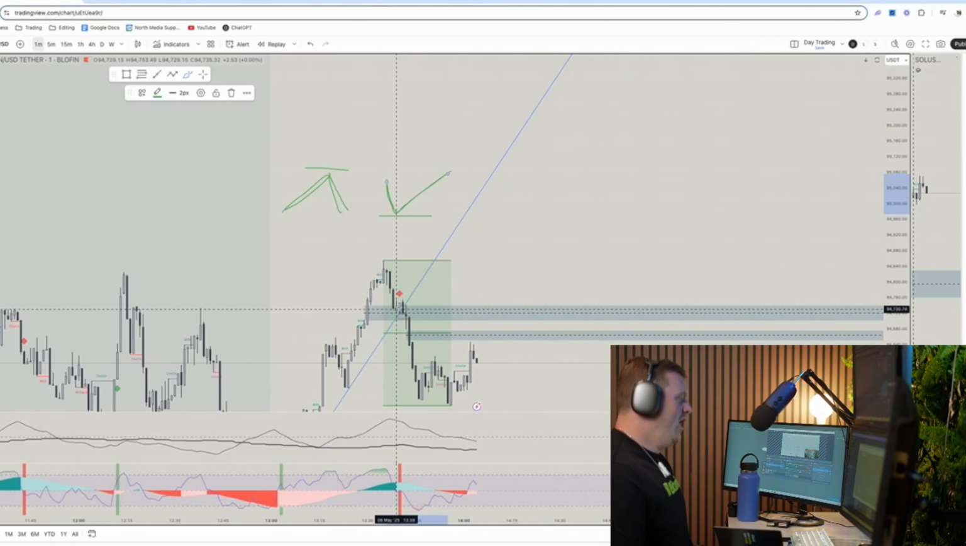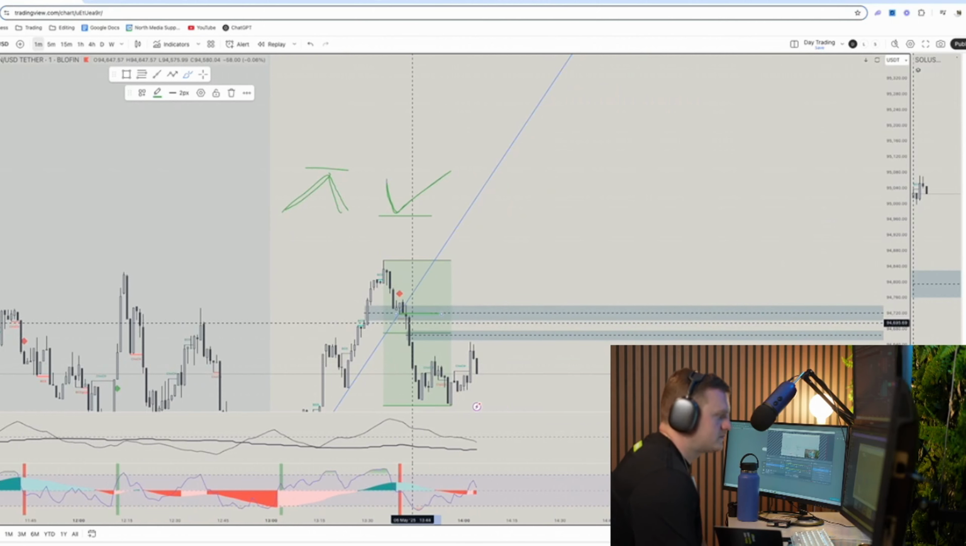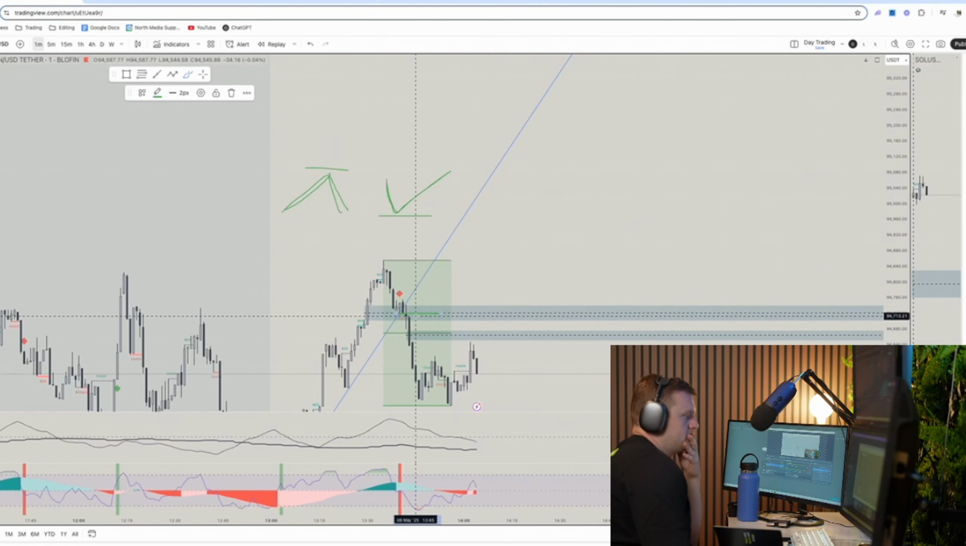So we can see right here that we have a low. As soon as price closes below this low, we get a change of character because this is the most recent low that we can see there.